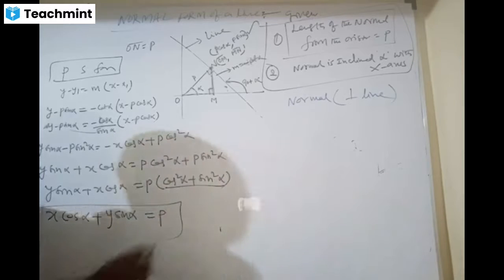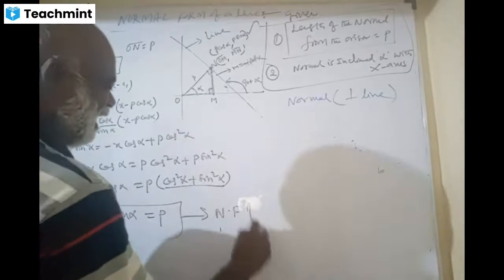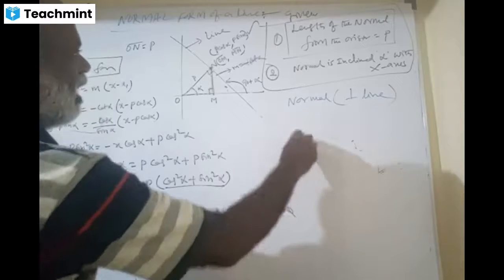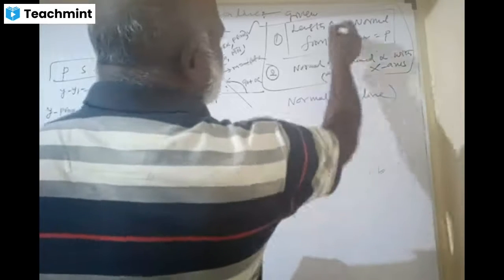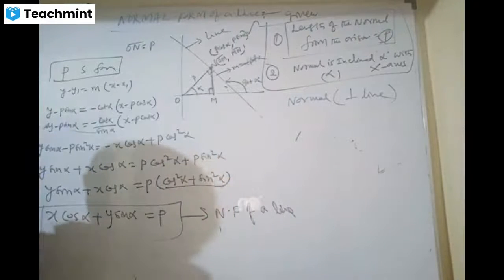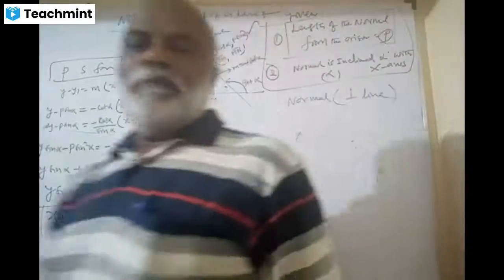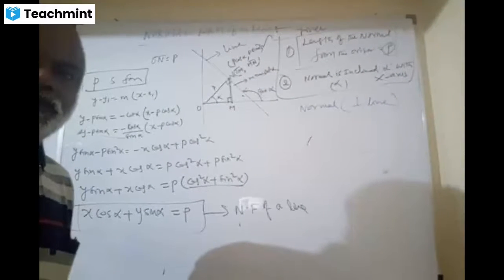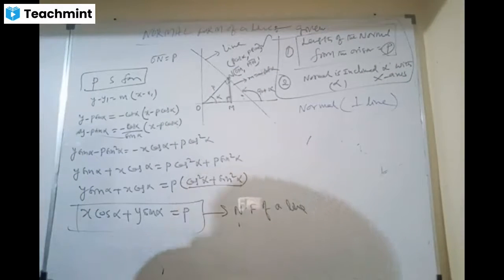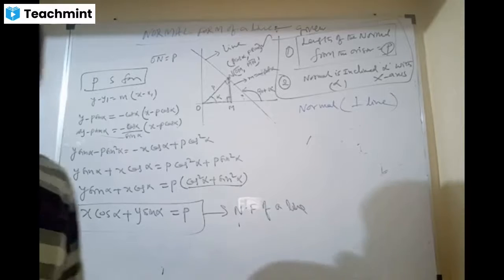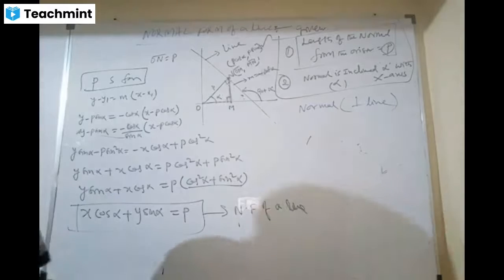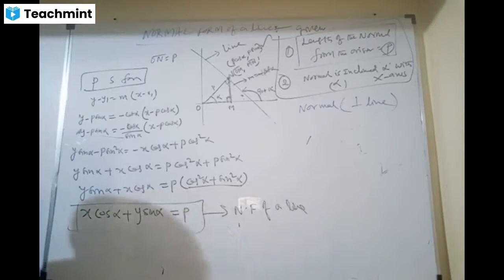Wow. This is the normal form of a line. Alpha is there, this is called alpha, and this is the length of the normal, P. In terms of P and alpha, it is there for you. X and y are general terms. Such a brilliant derivation. Please write it down, and tomorrow we will see all the problems. I will start working on the exercise.